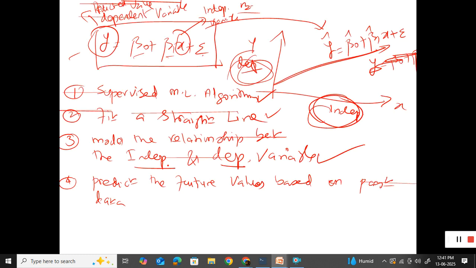Next one is, now that you understood what linear regression is all about and why we have to use it, and we understood that linear regression is nothing but a supervised machine learning algorithm using which we can fit a straight line. The straight line helps us to model the relationship between the independent and dependent variable, and importantly, using linear regression we can predict future values based on past data. So we discussed two types of linear regression.